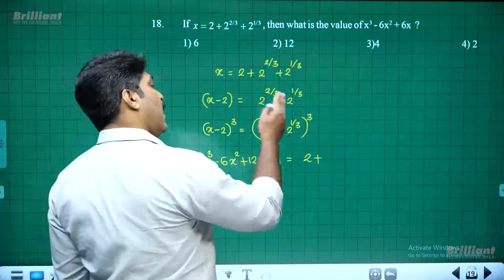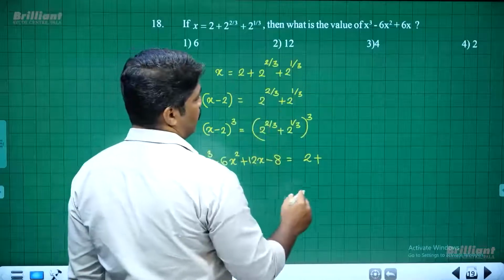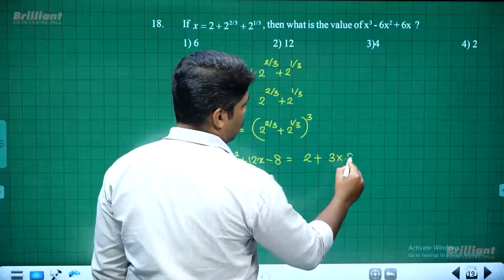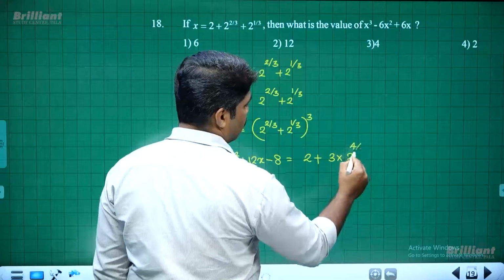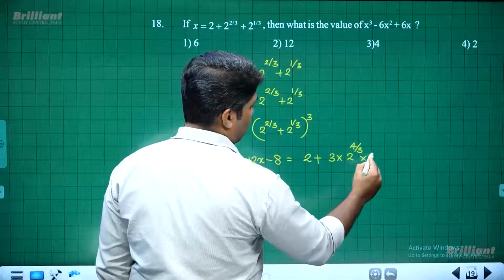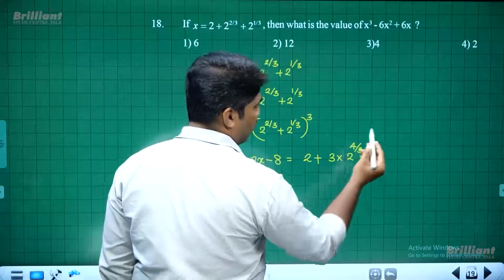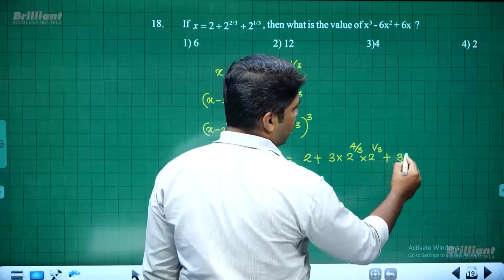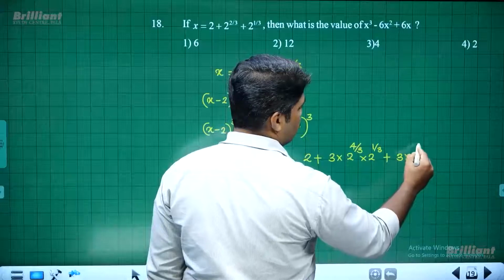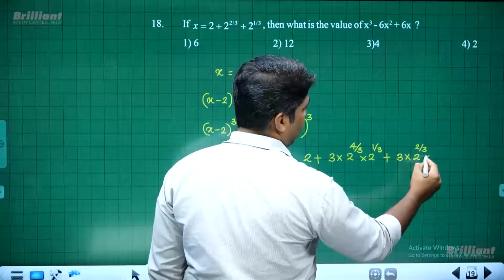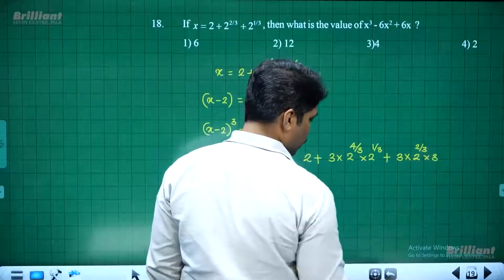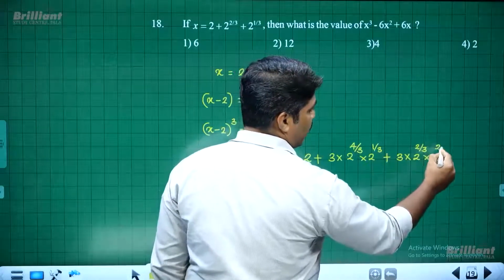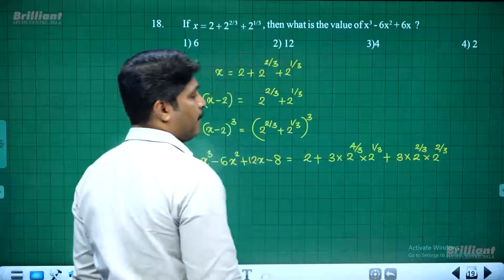And 3a square b, so that we can write as 3 into a square b. So that is 2 raised to 4/3 into 2 raised to 1/3, plus 3ab square, 2 raised to 2/3 into 2 raised to 1/3, the whole square. We can directly write it as 2/3.